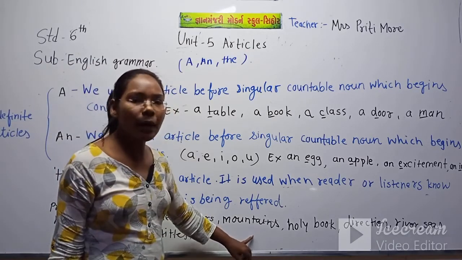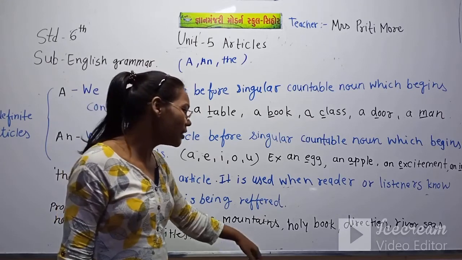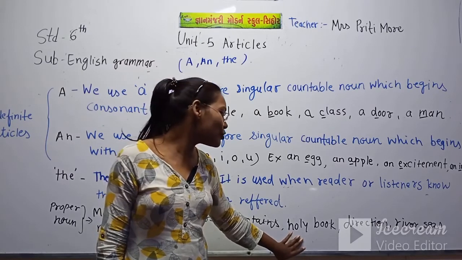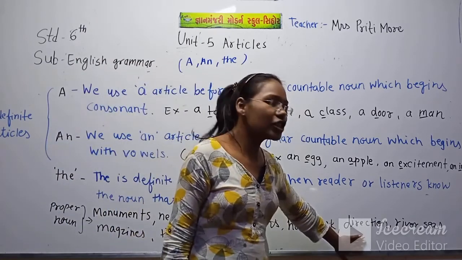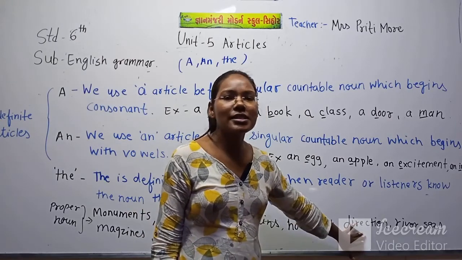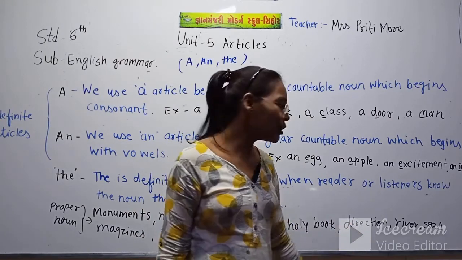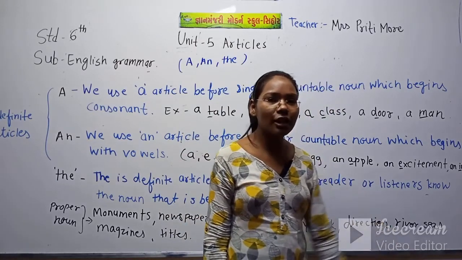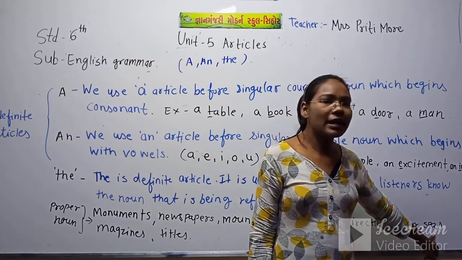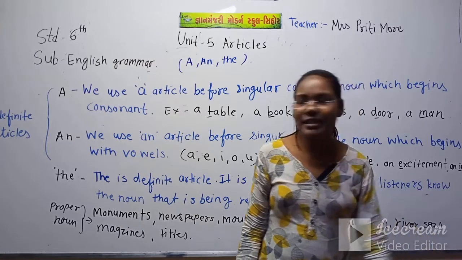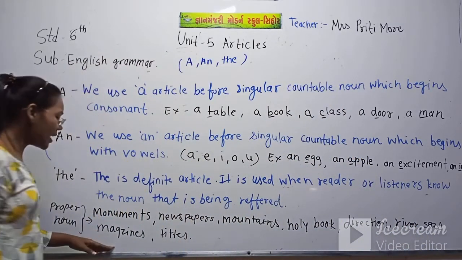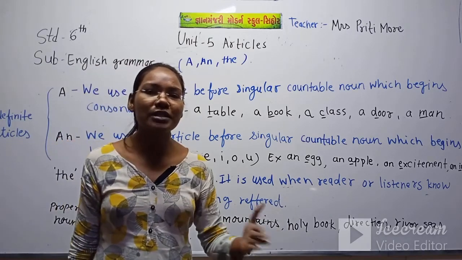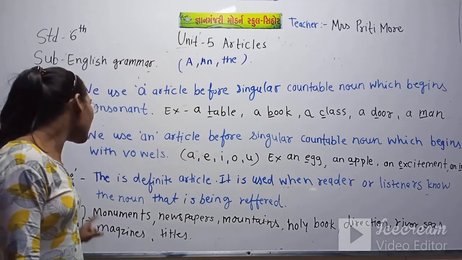newspapers' names, before mountains: the Himalaya, the Satpura hills. Holy books: the Ramayana, the Mahabharata. Before holy books also we use the article. Directions: there are four main directions, the east, the west, the north, the south. Before river names: the Ganga, the Yamuna, the Narmada. Before seas and oceans: the Pacific Ocean, the Arabian Sea. And some magazines are there. Before magazine names, some titles, and some family names also we use the article.